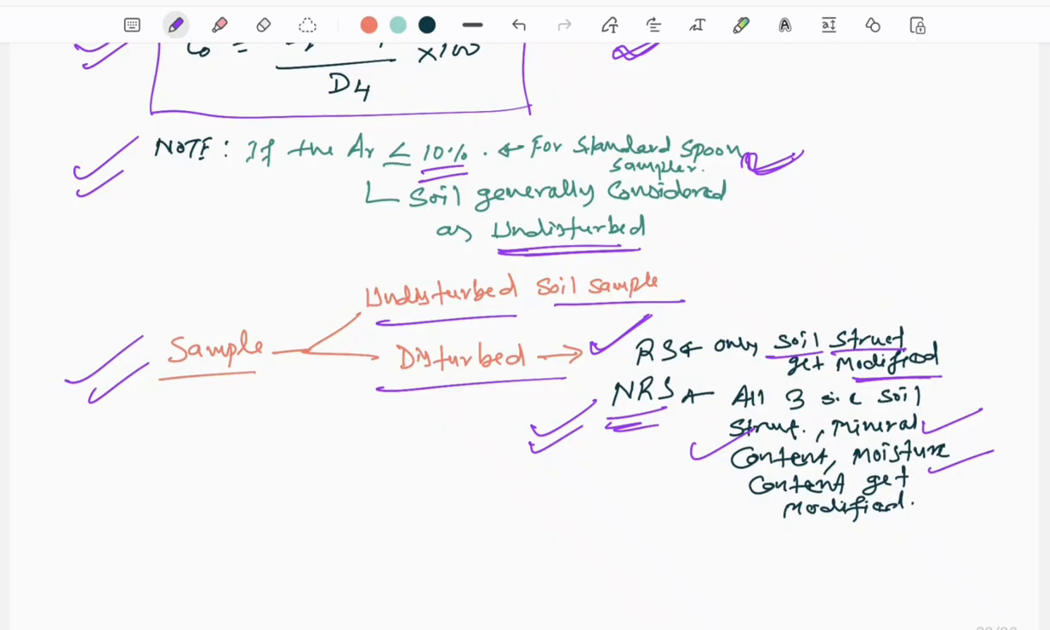Okay, so we stop here. I think the foundation engineering is covered. Let us see if there are some important questions related to geotechnical engineering, then we will definitely consider them in the next lecture, otherwise we wind up this.